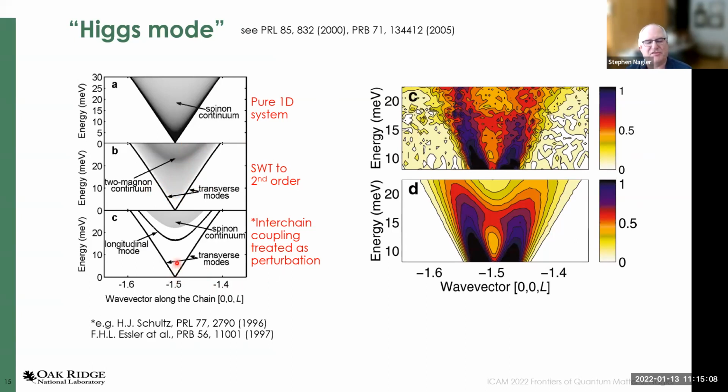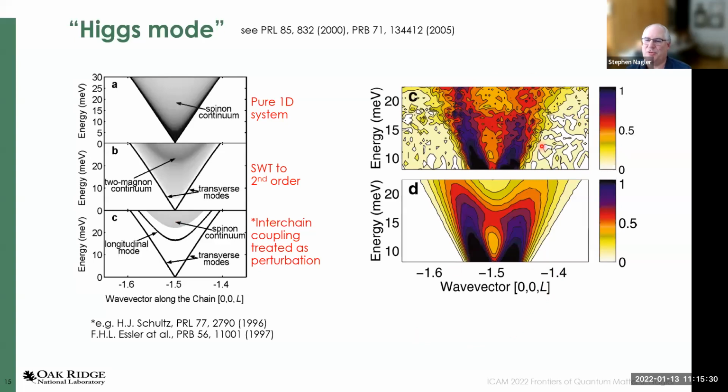happens in a set of coupled chains is I get 2 transverse modes, which are basically spin waves in the ordered state. I have a longitudinal mode at a somewhat higher energy that's characteristic of the interchain coupling, and above that at high energy, I get the continuum. So in those days, we called it a longitudinal mode. These days, it's fashionable to call it a Higgs mode.